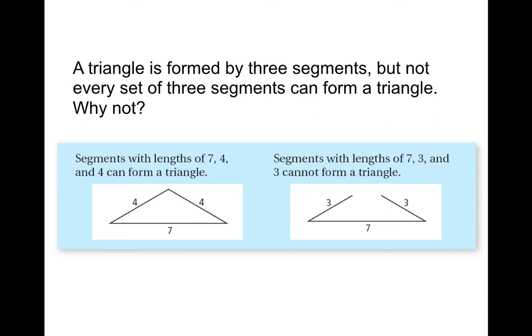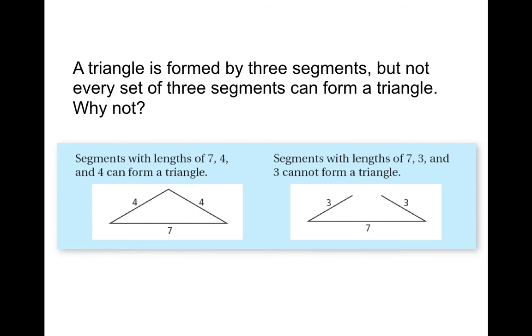If you started with 7 for the bottom and you used just 3 and 3, notice that those would not reach. Even if you put them down basically flat, 3 and 3 is only 6. So there would be a space of 1 in between there. The ends for those last 2 sides would not meet.